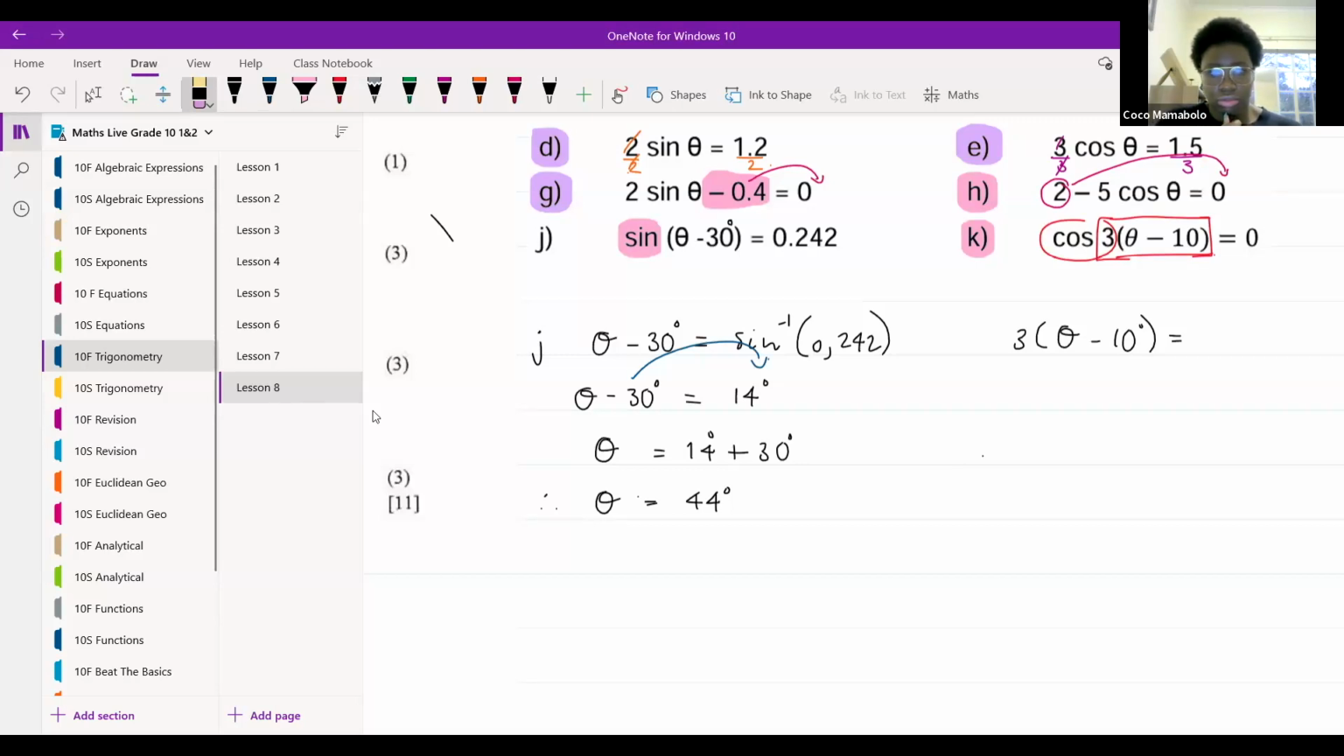3, I think. No, remember the 3 makes up part of the angle. The 3 is after the cos. So this whole thing makes up part of the angle. What are we going to take arc cos of?